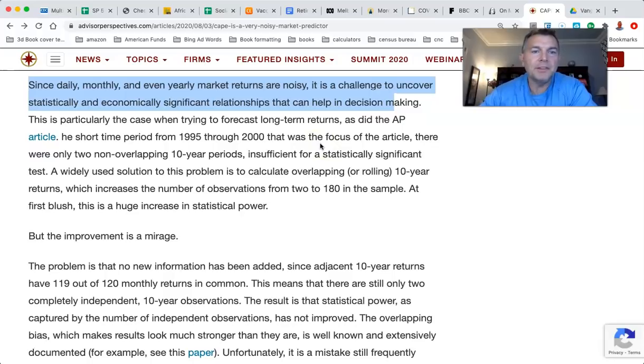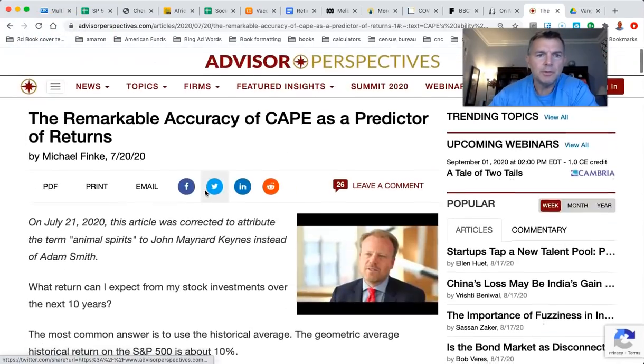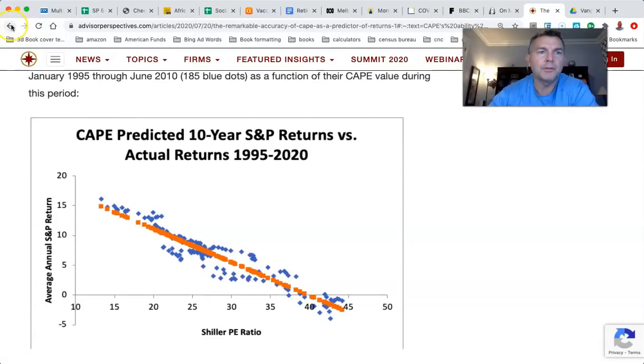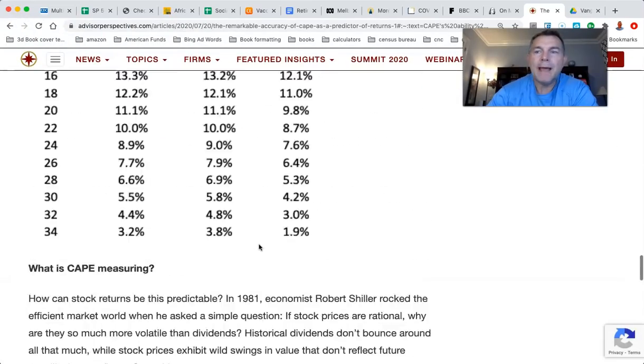So basically, this is particularly the case when trying to forecast long-term returns. The short time period from 1995 through 2020 was the focus of that article. There's a typo there. In that period, there were only two non-overlapping 10-year periods. Two. That's it. So all these data points are overlapping except for two.